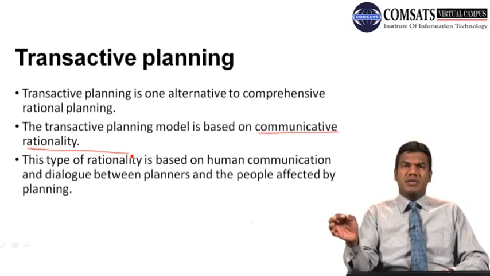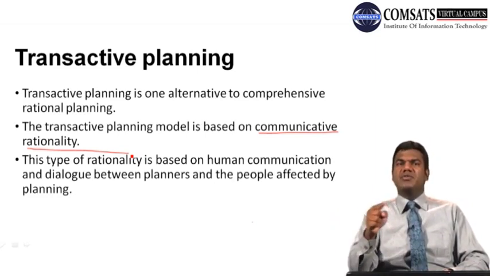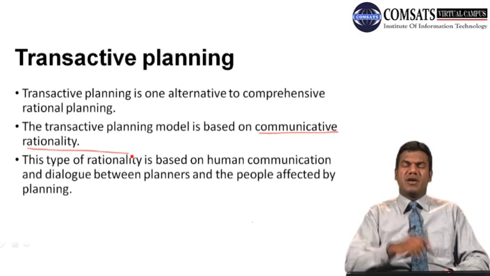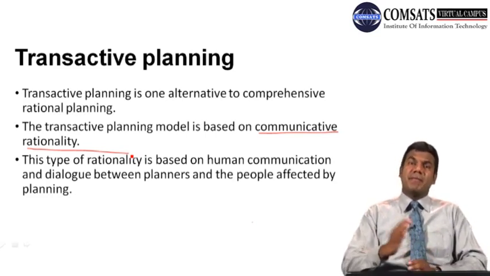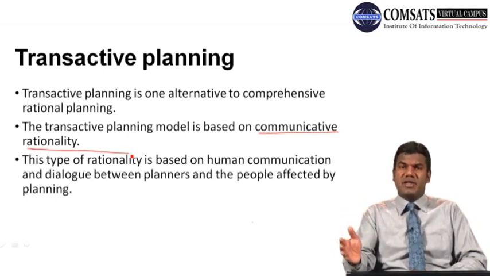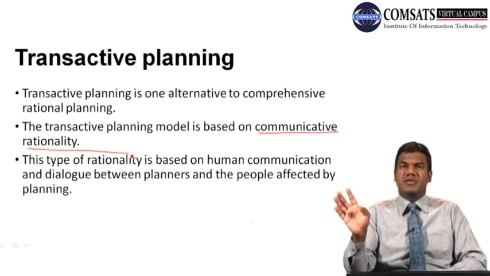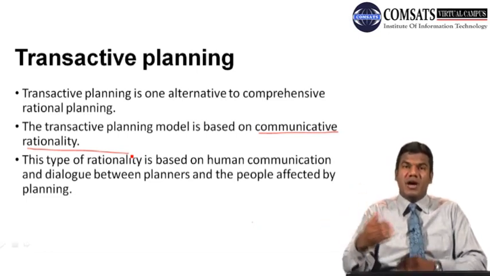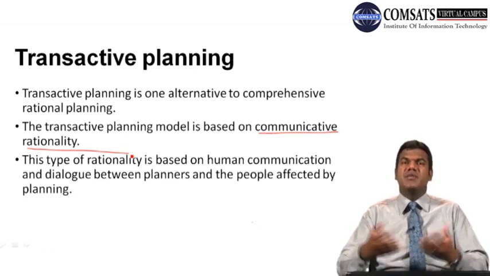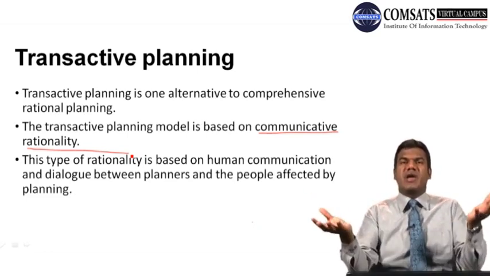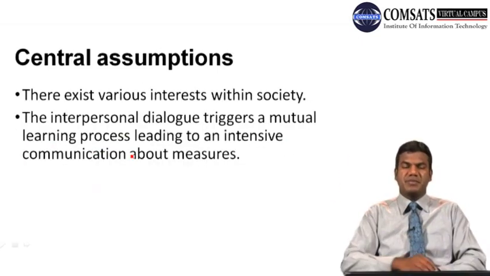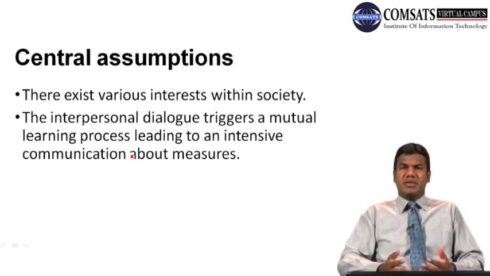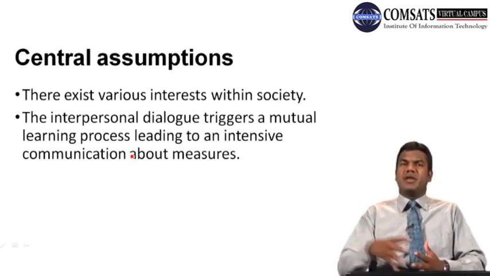So always remember कि this kind of rationality was not present in the alternative comprehensive rational planning, but in this transactive planning the communicative rationality is one of the key points of how it differs from there, because यहाँ पे जो हमारी reasoning है, वो किस तरह आती है, because the two parties are interacting with each other, the two parties are communicating with each other.